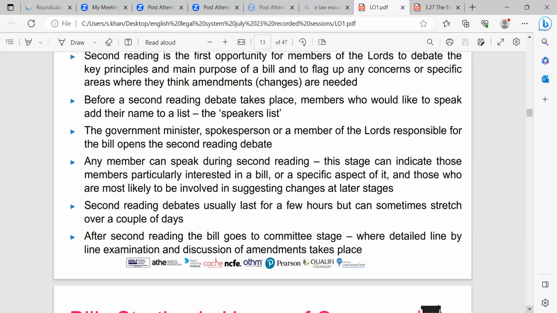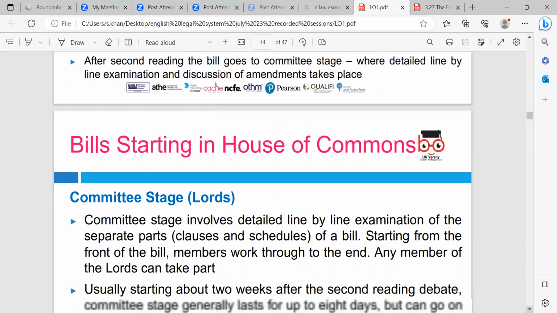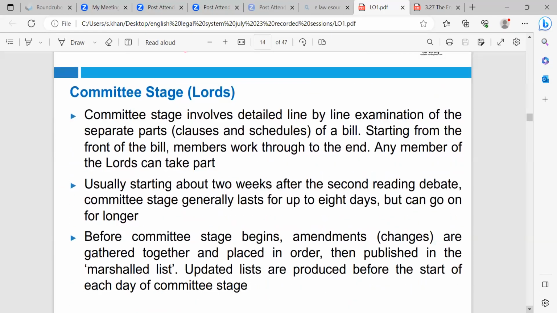After the second reading, the bill goes to the committee stage, where detailed line-by-line examination and discussion of amendments takes place. So, the committee stage in the Lords. The committee stage involves detailed line-by-line examination, as mentioned earlier, of the separate parts, such as the clauses and schedules of the bill. Starting from the front of the bill, members work through to the end. Any member of the Lords can take part.